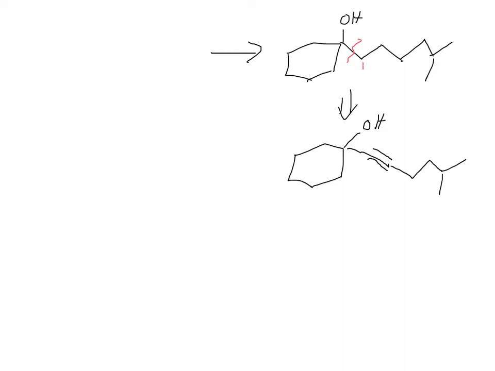If I number these carbons, 1, 2, 3, 4, 5, 6, 7. All right. So we're still looking at breaking this bond here. And that would have come from a ketone.